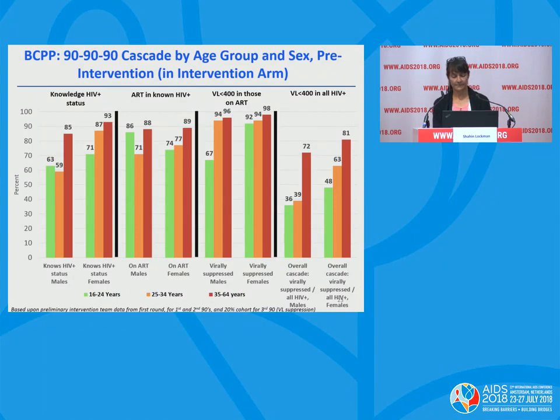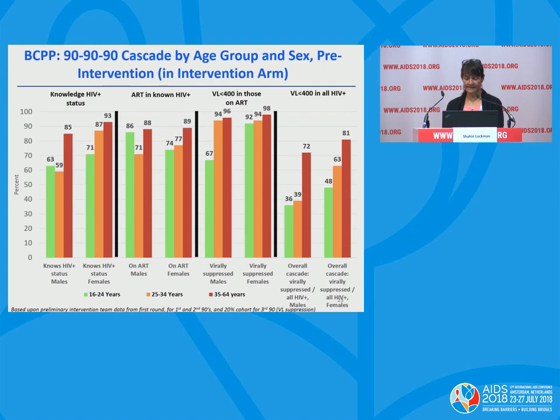In this slide, I present the cascade stratified by both age and sex. That is in a slightly different way compared with the prior studies. Coverage in youth aged 16 to 24 is again represented by the green bars, in persons 25 to 34 by orange, and in persons 35 to 64 by red. For each step of the cascade, the set of 3 bars on the left side shows results in men, and the 3 bars on the right shows results in women.